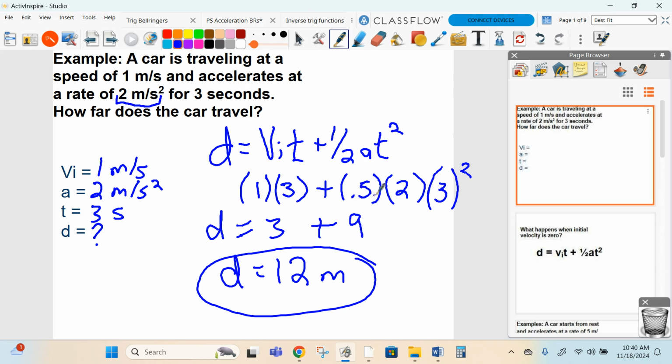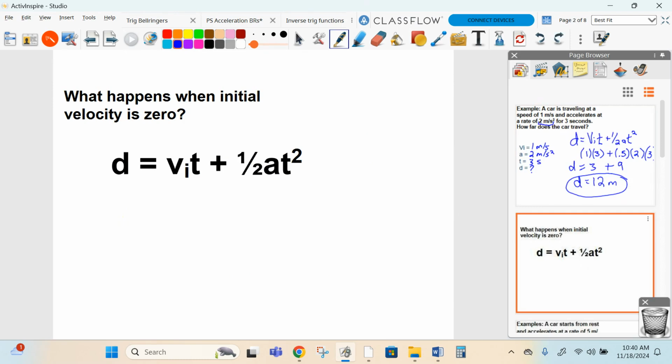But please be very careful whenever entering this, because only the time gets squared. Just because this has meters per second squared as a unit doesn't mean that the number is squared in the equation. Please do not make that mistake.